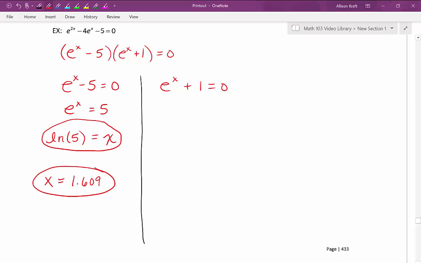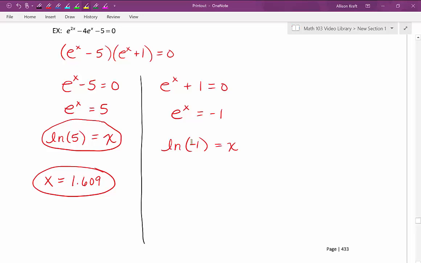Now we'll solve the other equation. We'll isolate the e to the x. I can't rewrite e as -1 raised to some power, nor can I rewrite -1 as e raised to some power. Therefore, we'll rewrite it in logarithmic form. We get the natural log of -1 is equal to x.